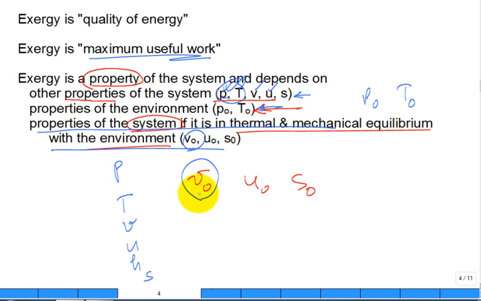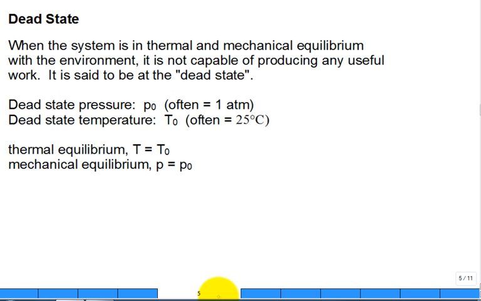So a lot of times this temperature is 25 degrees C, and this pressure is 1 atm or 1 bar, close enough. They're close to each other. Okay? So you can see this is a complicated property. It's not simple. Well, when the system gets to become in thermal and mechanical equilibrium with the environment, we then claim that the system is dead.